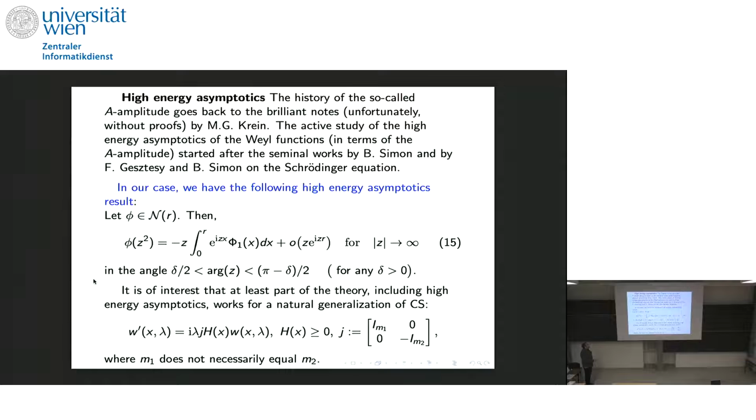It is of interest that at least part of the theory, including high energy asymptotics, works for a natural generalization of our canonical system of this form, where J is such that here we have identity matrices, and M sub 1 does not necessarily equal M sub 2. When M sub 1 equals M sub 2, we have the previous case.